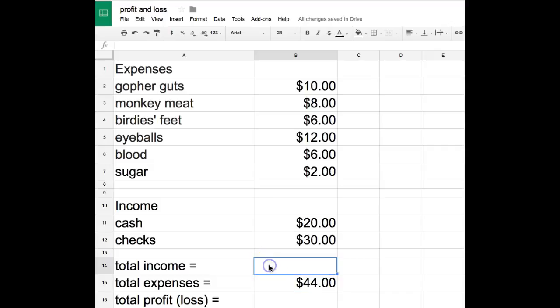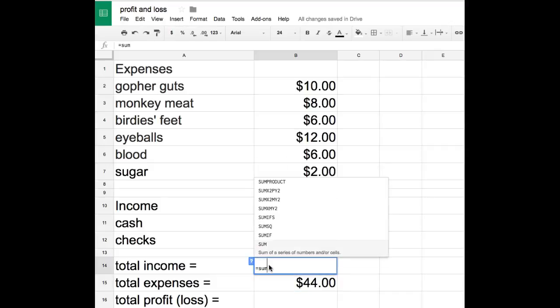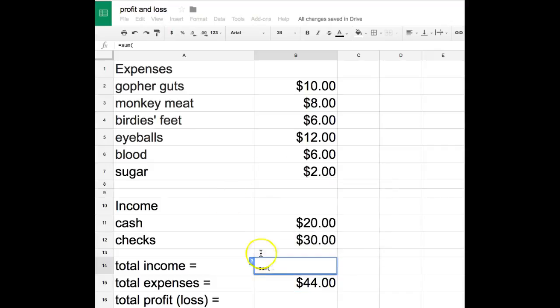Now let's do our income. So once again, we're going to say equals sum. And we're going to add up what's in 11. And maybe we could even just pull that down into 12, let's see if that works. So you can do it that way. So see how I just used the cursor to make my range there. B11, B12, there's our profit.